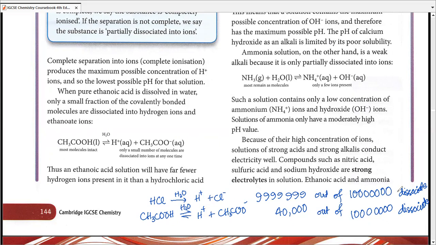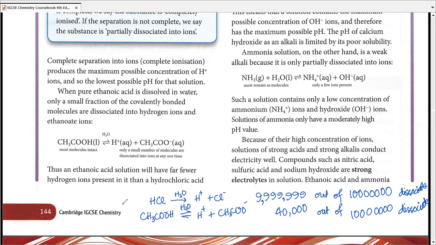Imagine I've dissolved 10 raised to power 7 molecules of HCl in water, out of which 99999 actually dissociated to form ions of H positive and Cl negative. On the other hand, if I try to dissolve the same amount of molecules of ethanoic acid into water, only a few dissociate, and approximately that count is around 40,000. Imagine this is this many, and this is so less.